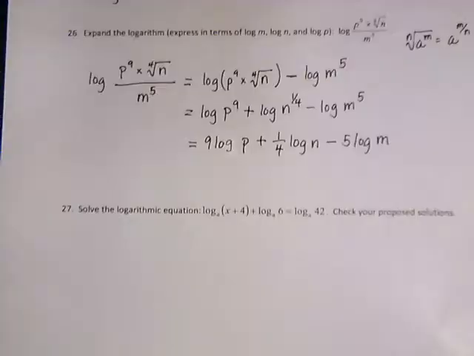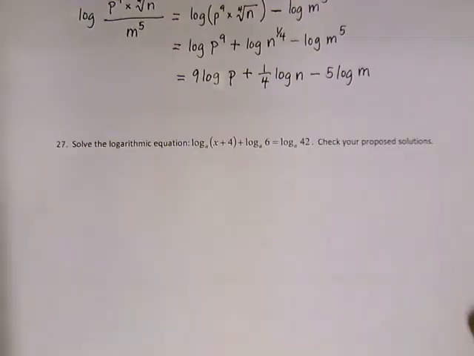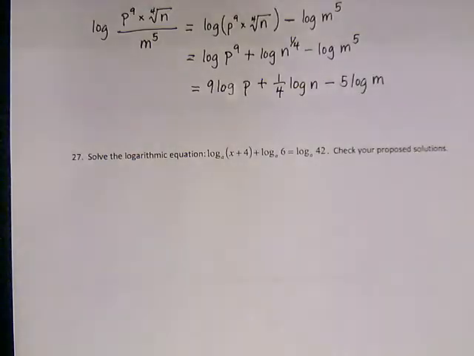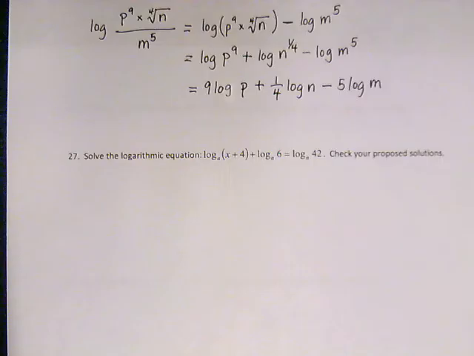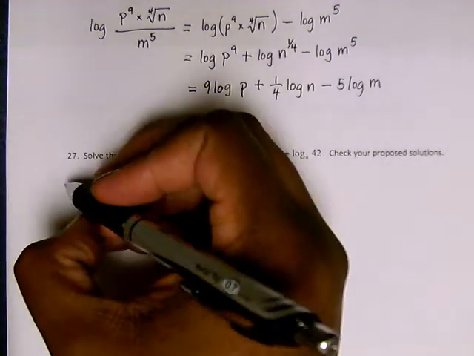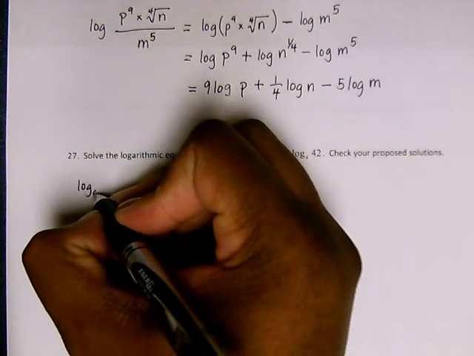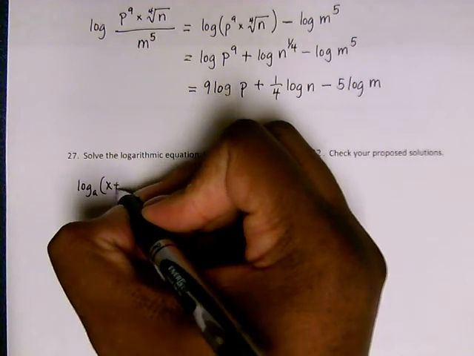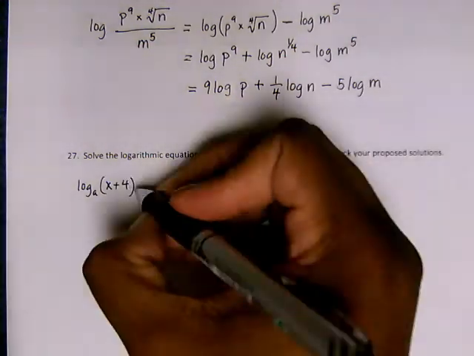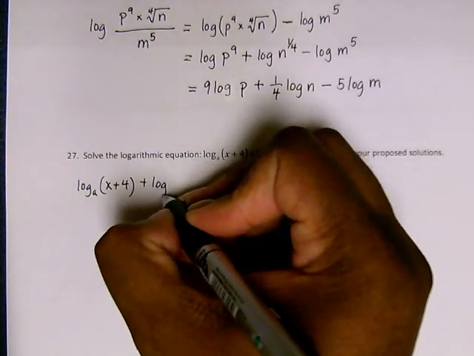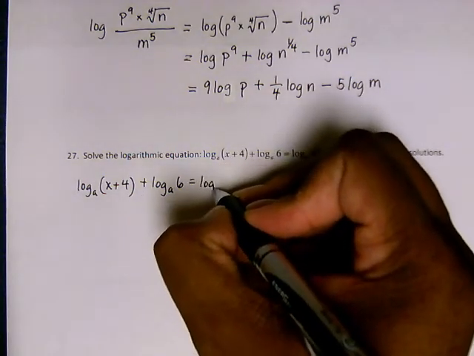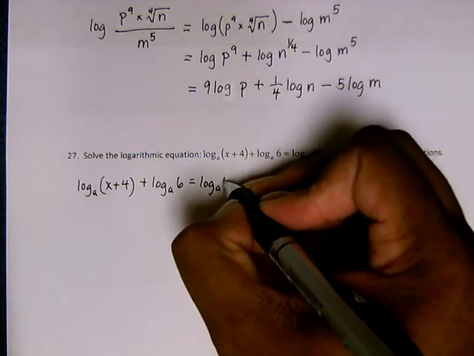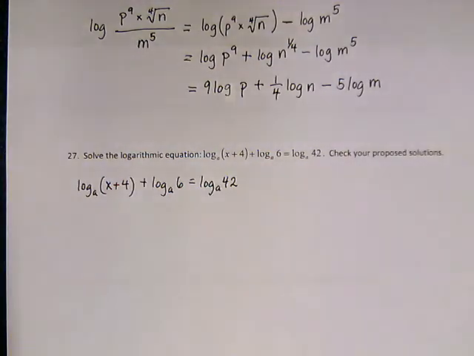Alright, number 27 is a logarithmic equation that you're going to have to solve, and you'll have to check your proposed solutions here. Here we got log to the base a of x plus 4 plus log to the base a of 6 equaling log to the base a of 42.